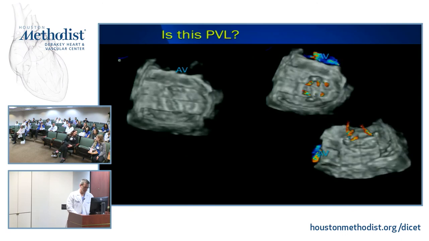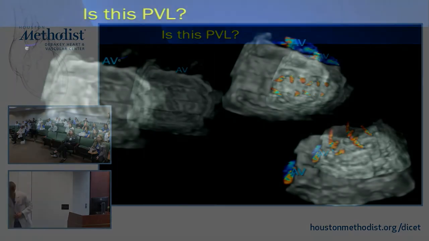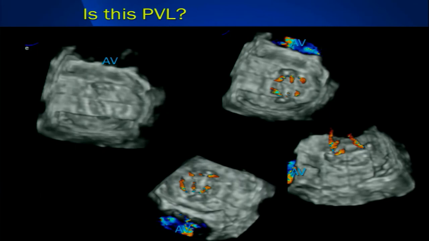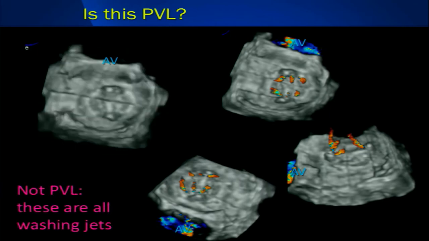So that's one view. That's just it from a different angle. This is just showing that crisscross. So the aortic valve is rotated over here, and you see they're coming in like that. Different angle, the aorta at the bottom.